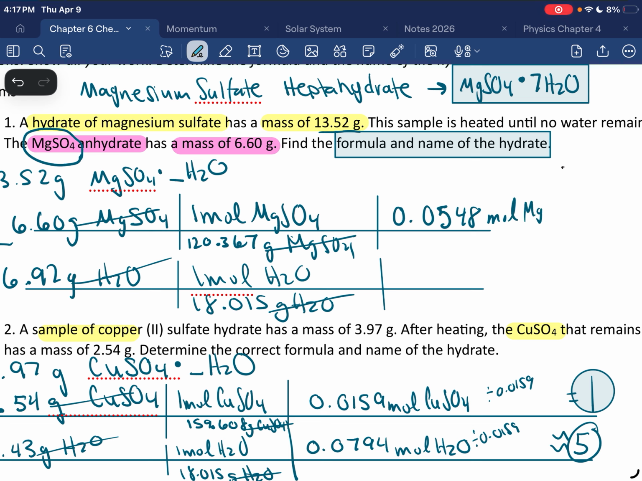Moles of magnesium sulfate. And then here, 6.92 divided by 18.015 gives me 0.384 moles of H2O. Now remember, just like the empirical, we want to figure out this ratio. This is true, but it's not a whole number. We can't just throw that number in there, right? So what we have to do is divide by the smallest, because then we can figure out how many times bigger is the water than our smallest.